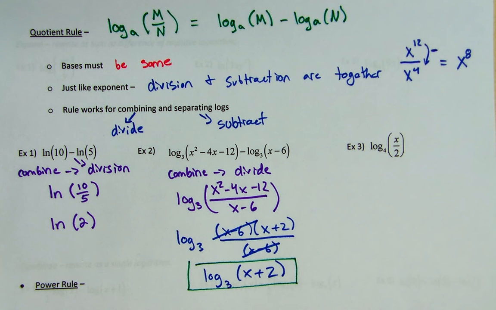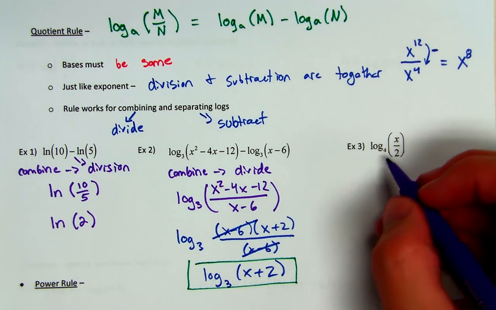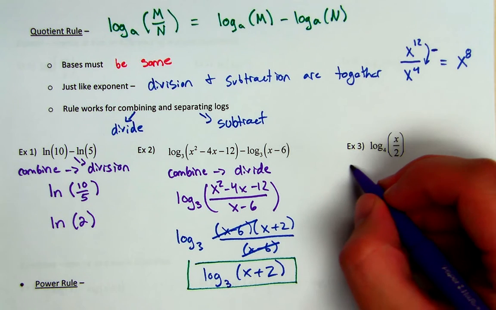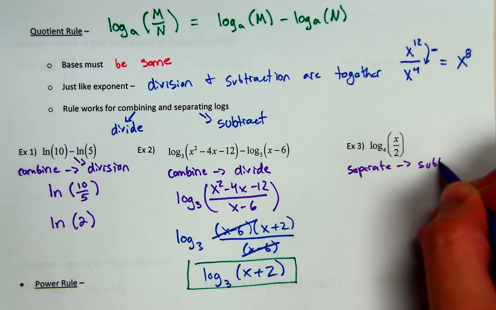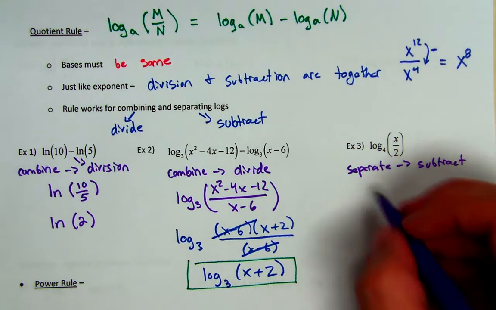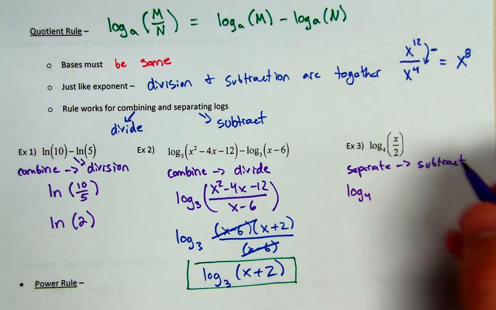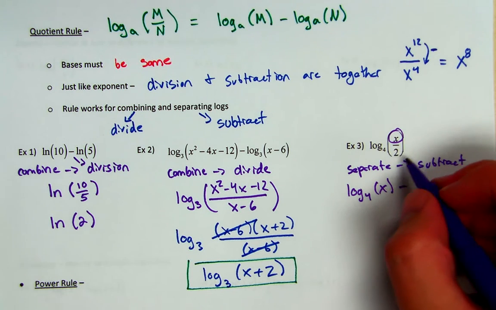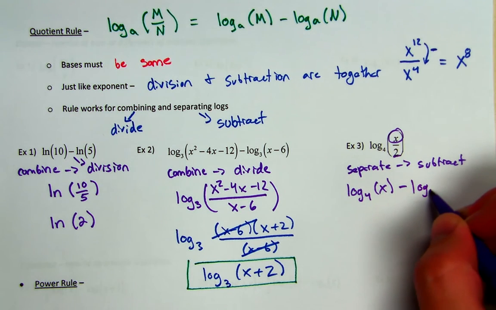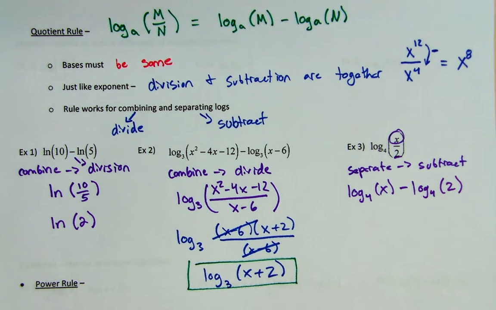Alright? And here we're already together, so we need to separate, which means we need to use subtraction. So I need log base 4 of what's on top, x, minus the bottom. So log base 4 of 2.